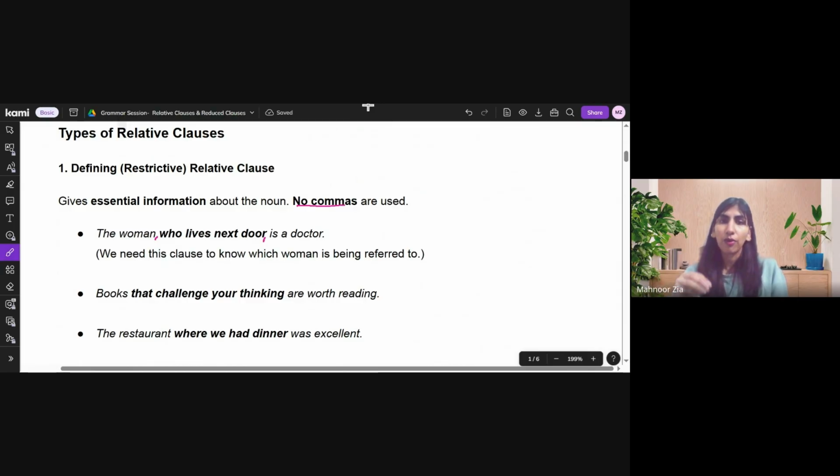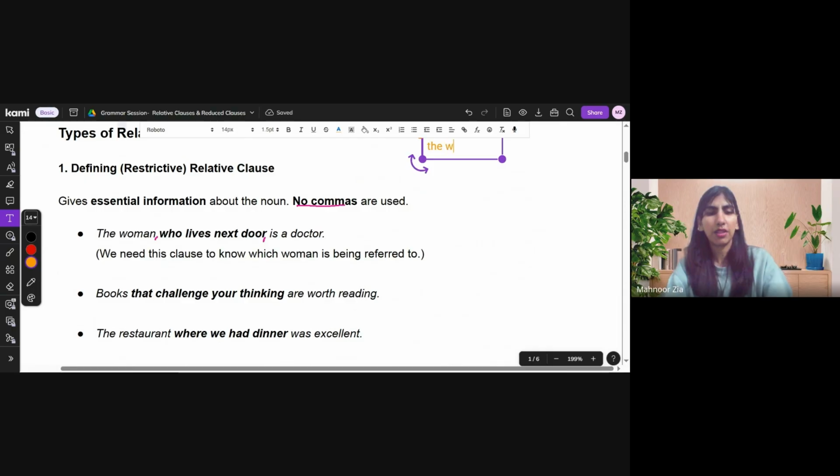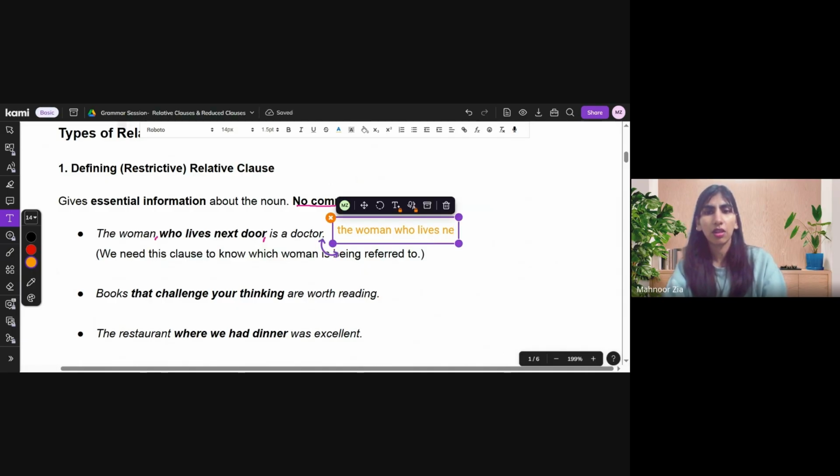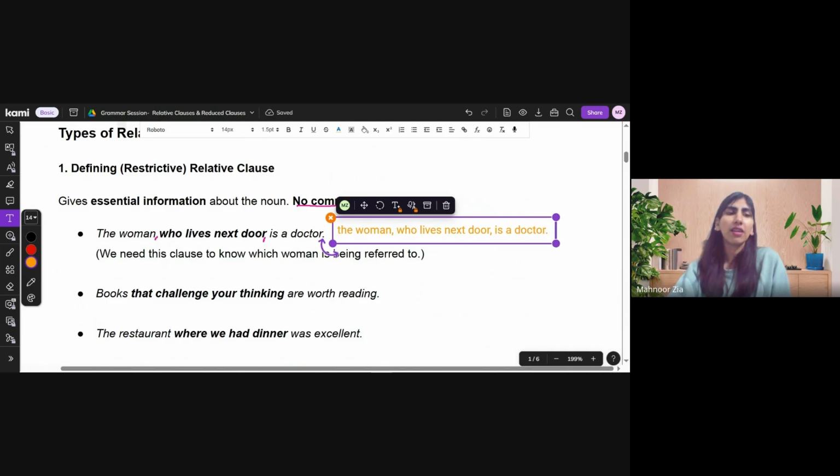But on the other hand, if I want to emphasize that there's a doctor who lives next to my house, then I would put a comma. For example, the woman living next to my house is a doctor. Okay, let me write it down. So, in the first example, the woman who lives next door is a doctor. We have the option over here versus the woman, comma, who lives next door is a doctor. Now, in this case, this is by the way rarely used.